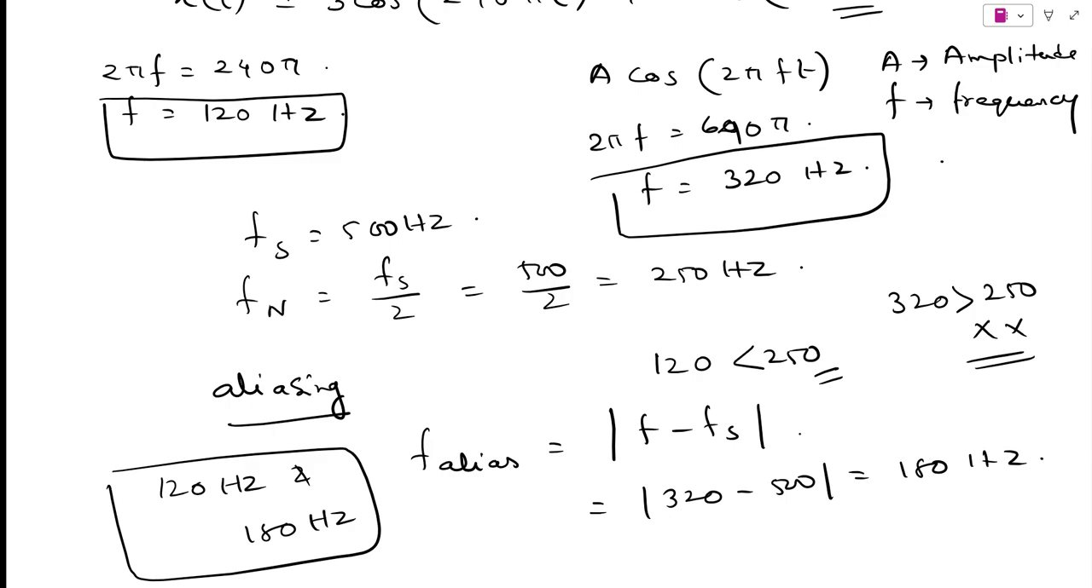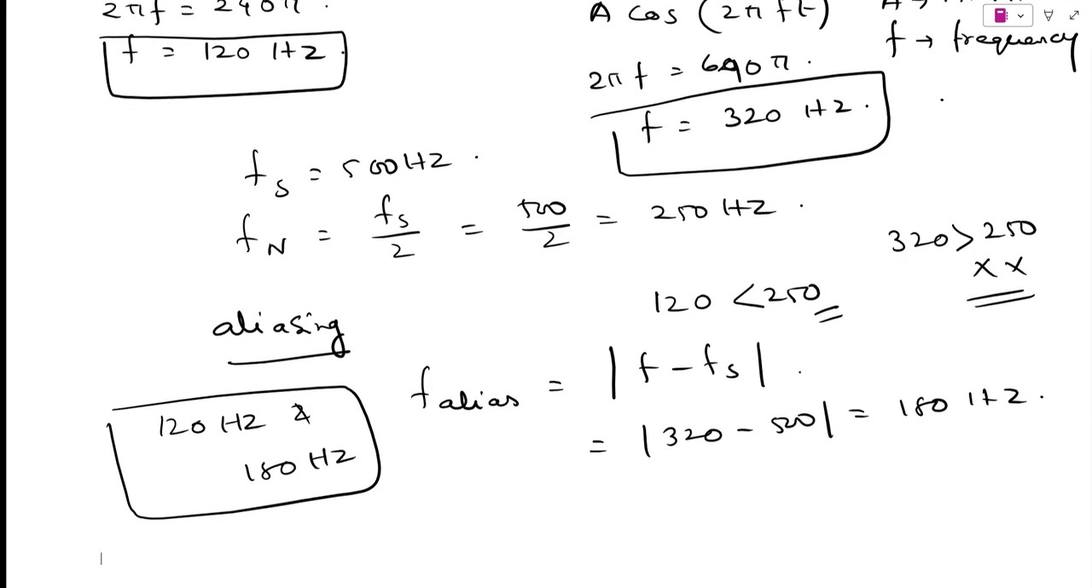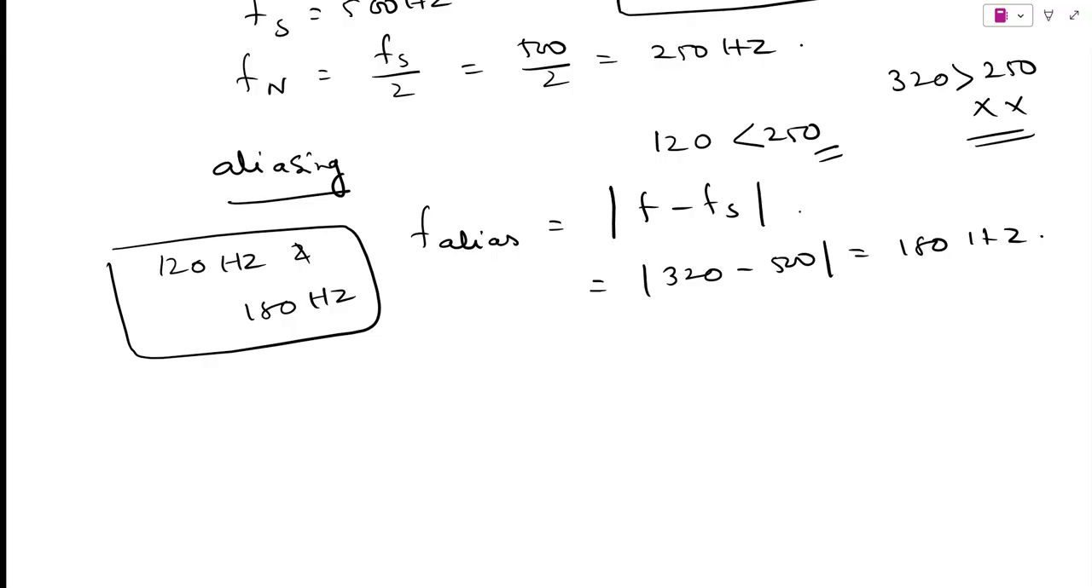Now I'm telling you one important thing. Fs must be greater than or equal to 2 f max. Here, the maximum frequency is 320 hertz. The required sampling frequency is 640 hertz, but the given sampling frequency is only 500 hertz. So aliasing is unavoidable.